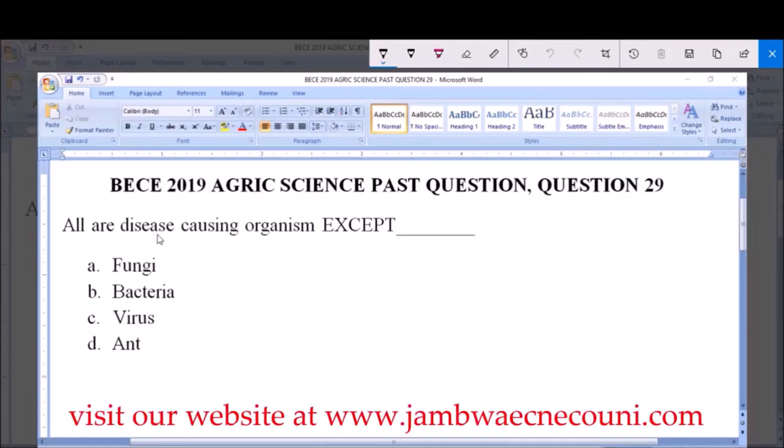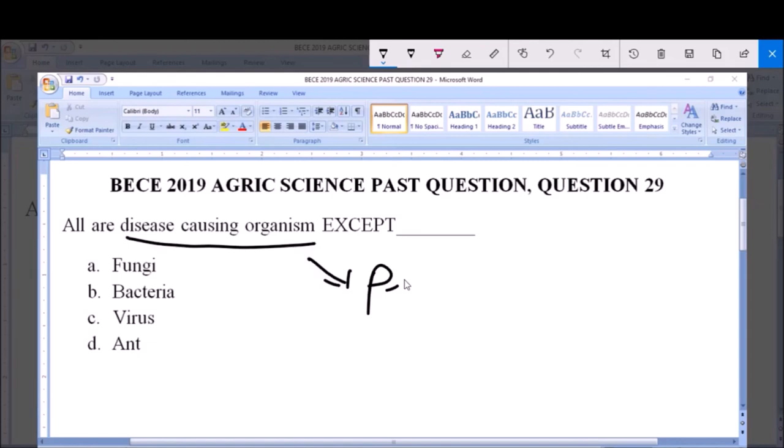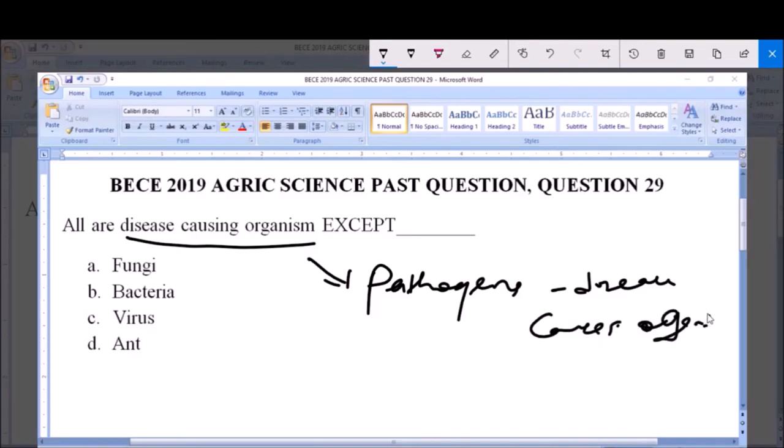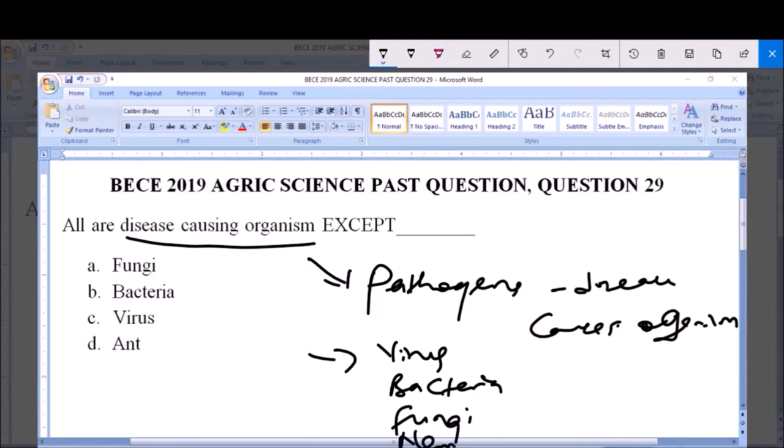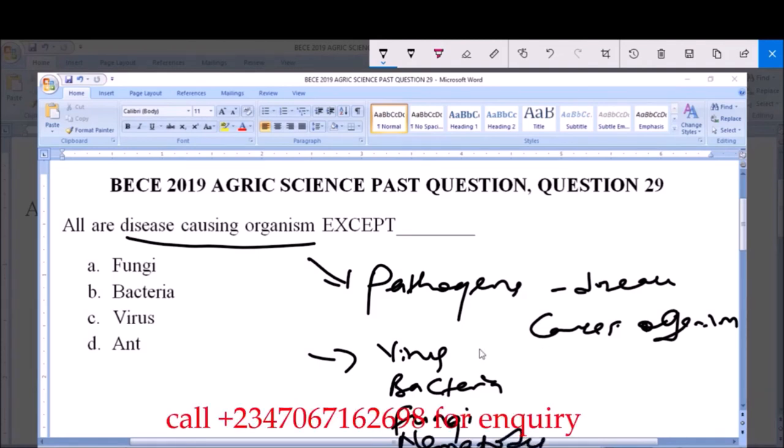Now I want you to understand that disease causing organisms have a general term. They are called pathogens. So pathogens are the disease causing organisms. That is, these organisms cause diseases in both plants and animals. Examples include the virus that causes viral diseases, the bacteria that causes bacterial diseases, and the fungi that causes what, fungal diseases. We have the nematodes. These ones are worms also that cause diseases in both plants and animals. So these are the basic pathogens, disease causing organisms.